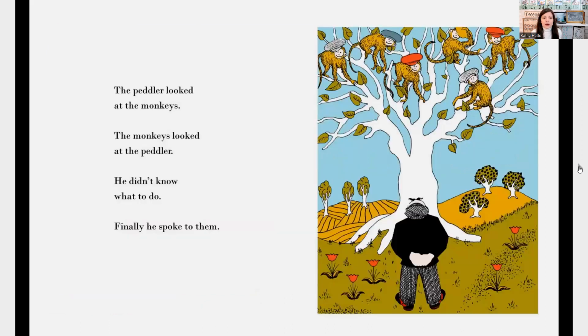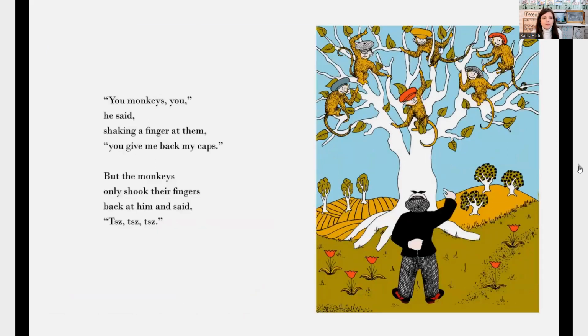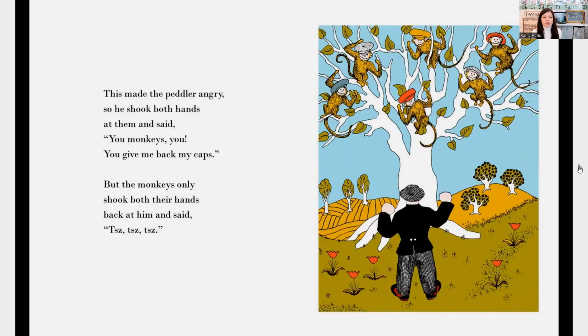The peddler looked at the monkeys. The monkeys looked at the peddler. He didn't know what to do. Finally, he spoke to them. "You monkeys, you," he said, shaking a finger at them. "You give me back my caps." But the monkeys only shook their fingers back at him. This made the peddler angry, so he shook both his hands at them and said, "You monkeys, you give me back my caps." But the monkeys only shook both their hands back at him.